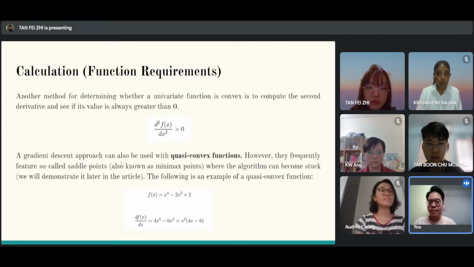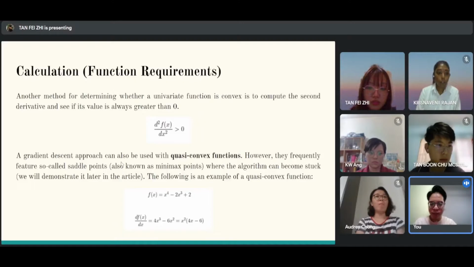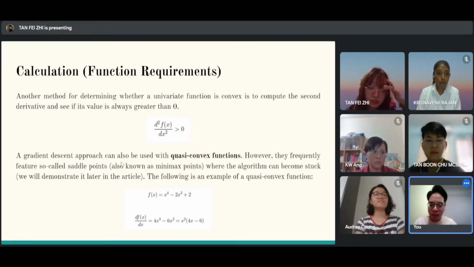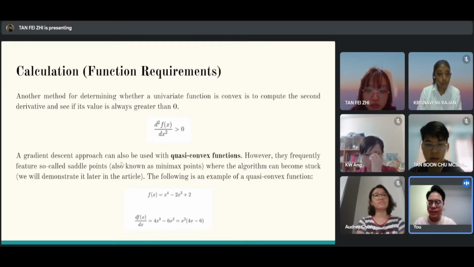A gradient descent approach can also be used with quasi-convex functions. However, they frequently feature so-called saddle points, also known as minimax points, where the algorithm can become stuck, as we will demonstrate. The following is an example of a quasi-convex function. This is f(x) equal to x to the fourth minus 2x cubed plus 2. And below is the plot of the quasi-convex function as well as the formula. Okay, next.